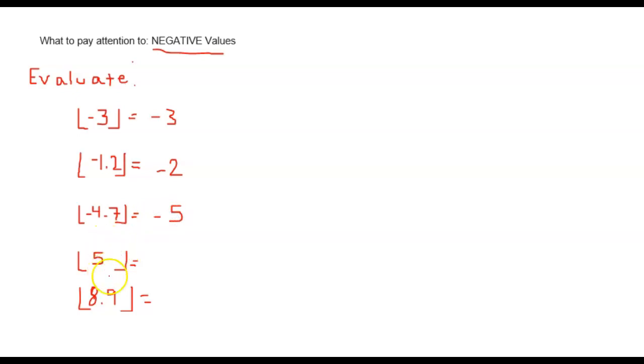Now, I did want to do some whole values so you understand. My greatest integer of 5 is going to be 5. It's going to be exactly the same. Think about that scenario with the McDouble. If I have $5, I can get 5 McDoubles. All right. What's the greatest integer of 8.9? Well, that would be 8. Again, I'm rounding down.